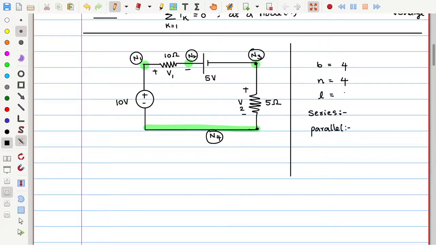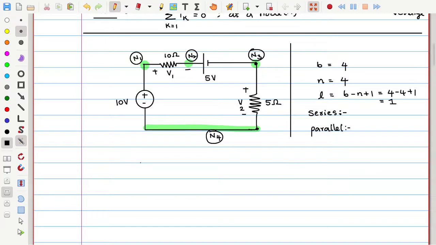How many independent loops? Branches minus nodes plus 1. Check it. So 4 minus 4 plus 1 gives one loop, which is an independent loop. Next, what are the elements connected in series? This is the important task.